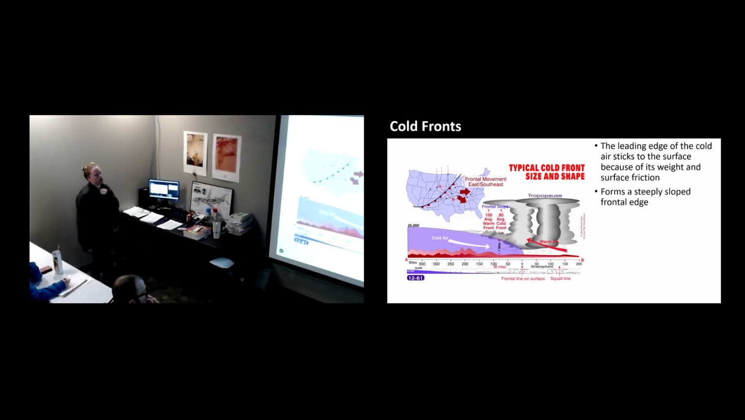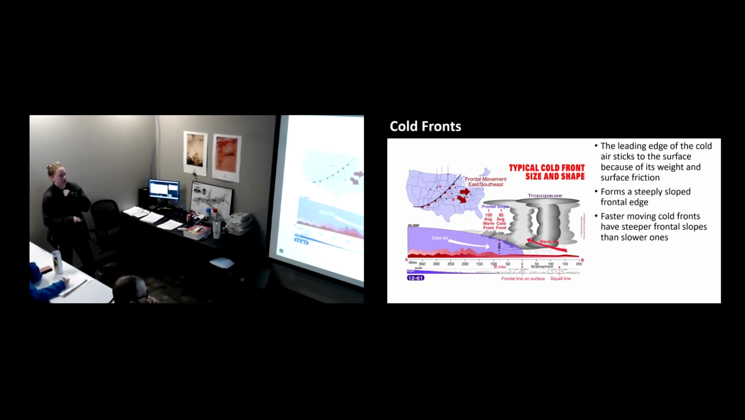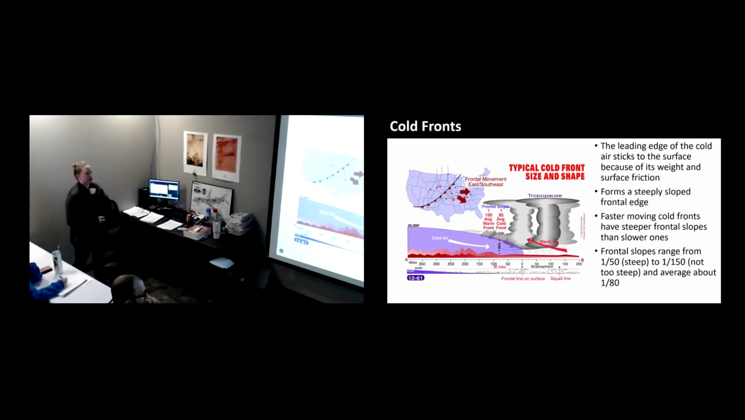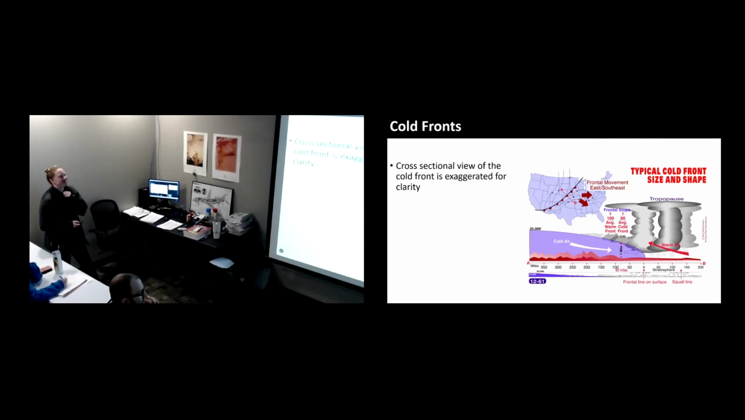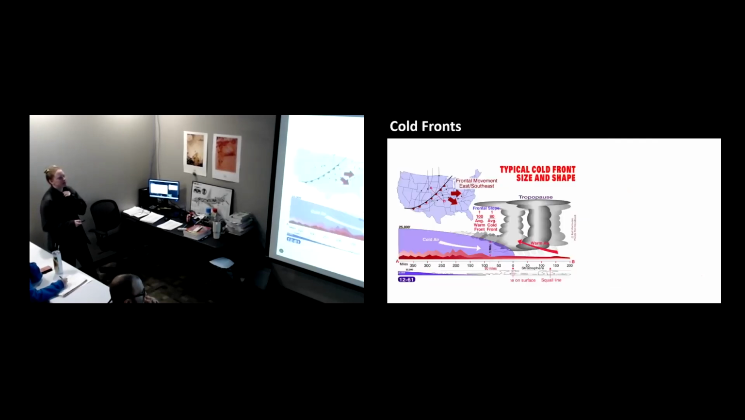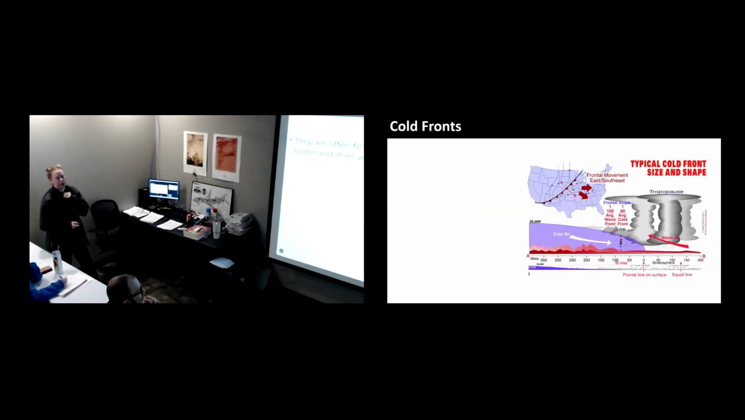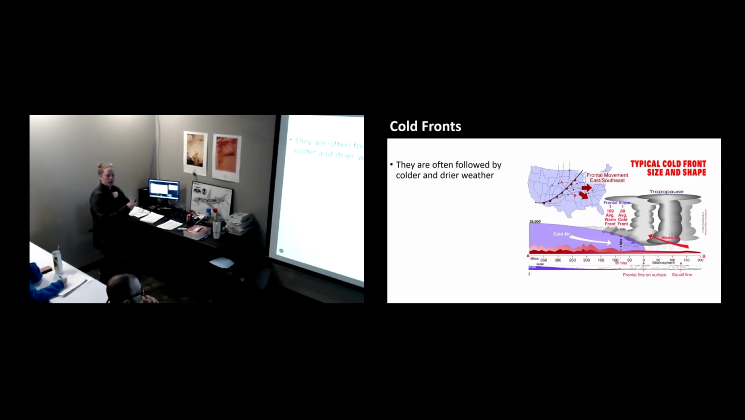The leading edge of the cold air sticks to the surface because of its weight and surface friction. It forms a steep sloped frontal edge. See how it's steeper right here and then it gradually smoothens out. So that warm air is just going to go right on top of it. Faster moving cold fronts have steeper frontal slopes than the slower ones. The frontal slope ranges from, it doesn't matter. All you need to know is that a cold front is when cold air overtakes warm air. Got it?